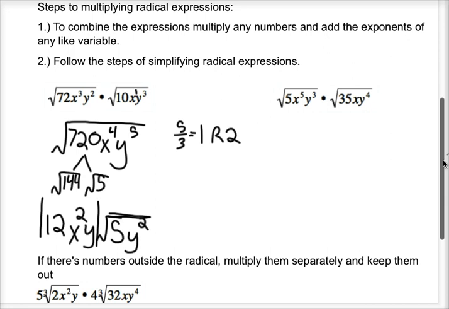the 12, remember, automatically comes outside of the absolute value because it's already a positive number. X squared, because when you square something, it's automatically positive. The y is the only thing of concern. So the y has to stay inside the absolute value, and then we have our 5y squared still inside our square root.